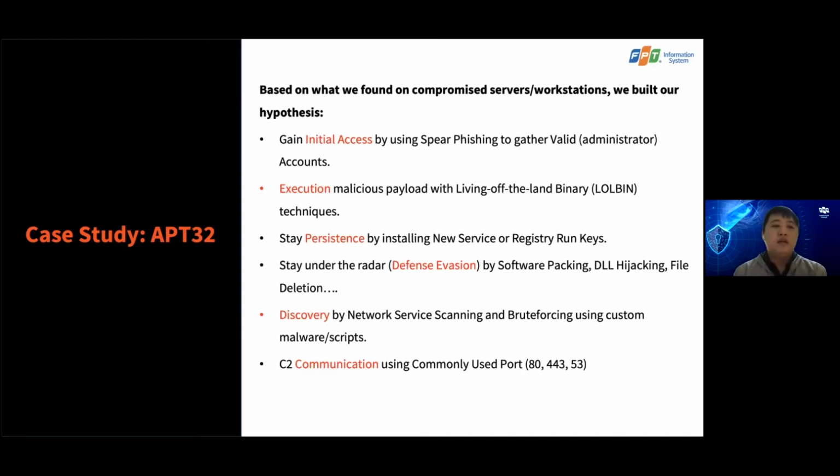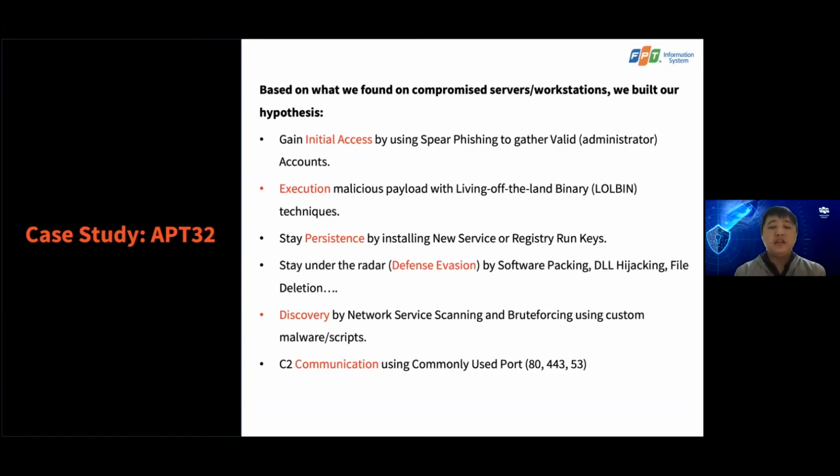At that time, APT32 leveraged living-off-the-land binary techniques to execute malicious payloads, such as cmd.exe and PowerShell, just like Kathy mentioned before. They always try to install two different persistence techniques, by installing a new service or a registry run key, to maintain their access to the host, and try to stay under the radar by using software packing, DLL hijacking, file deletion, and maybe log deletion.